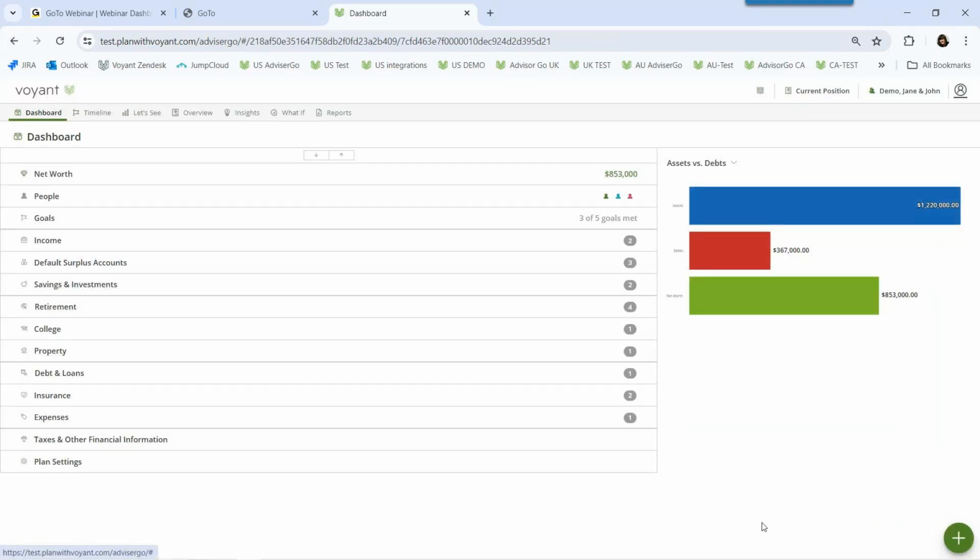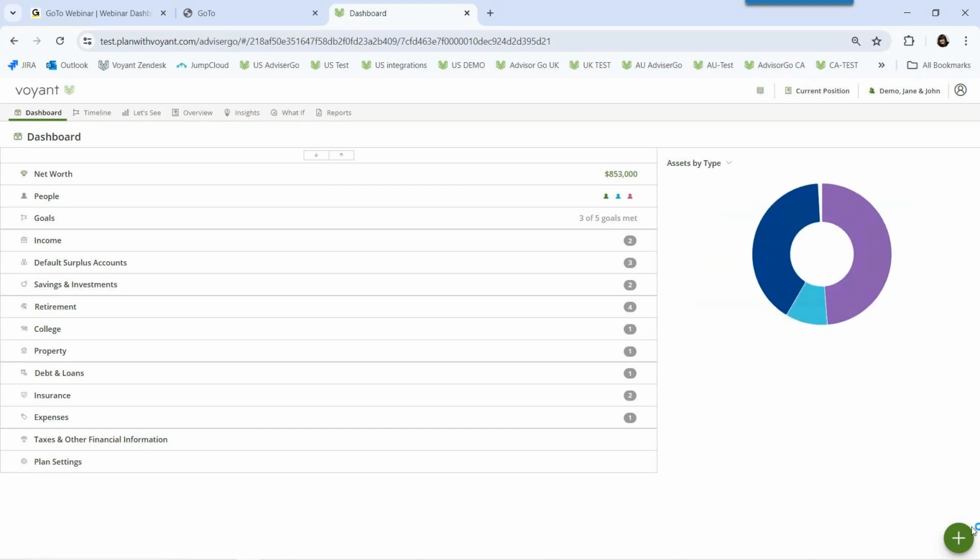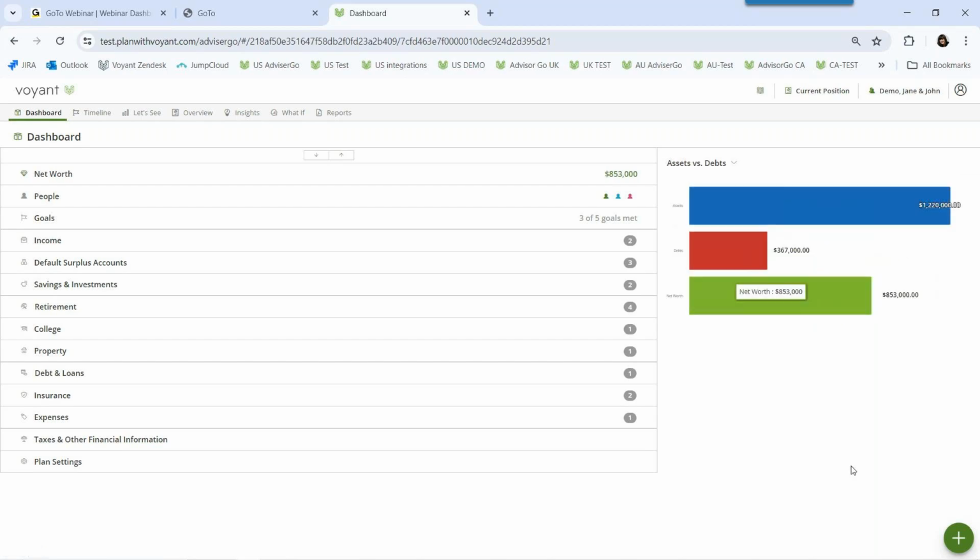Starting off on the dashboard with your clients, it's good to decide on which of these charts you would like to have as the display. You can do assets versus debts, which is the one that we have here, assets by type, which will break them down into taxable, qualified, and non-liquid, and then asset allocation, which shows the breakdown of their investments. I'm going to leave it on assets versus debts. That's going to have your assets, your net worth, and your debts here.